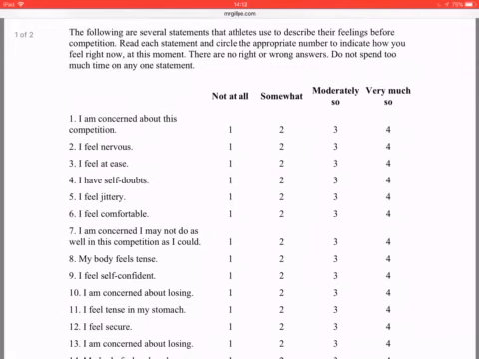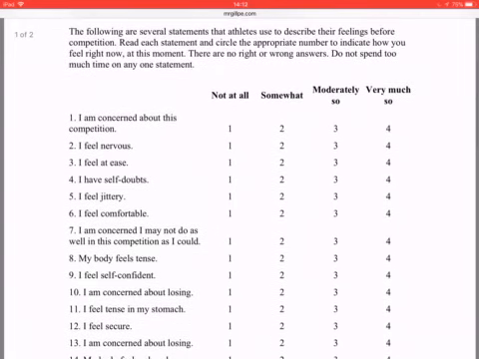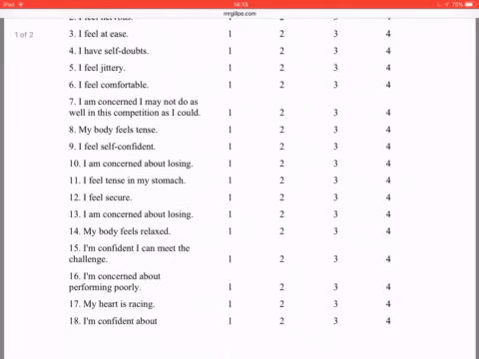Okay, so read each of them. I am concerned about this competition. I feel nervous. I feel at ease. I have self-doubts. I feel jittery. I feel comfortable. I am concerned I may not do as well in this competition as I could. My body feels tense. I feel self-confident. I am concerned about losing. I feel tense in my stomach. I feel secure. I am concerned about losing.